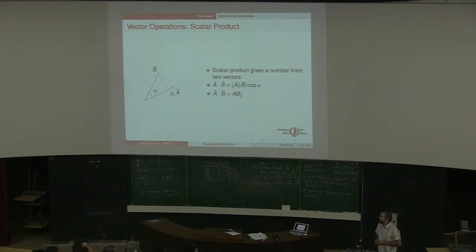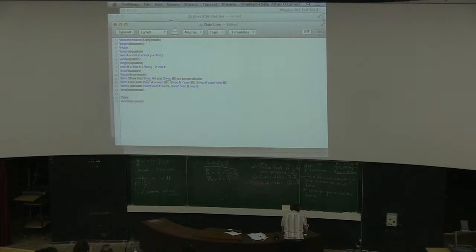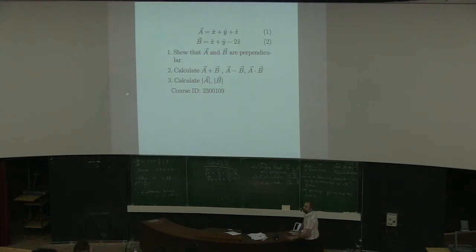The course ID is 23000109. That is our course ID. This is the course ID. We will not be using the website of the book, by the way. The book gave answers only to the odd-numbered problems.